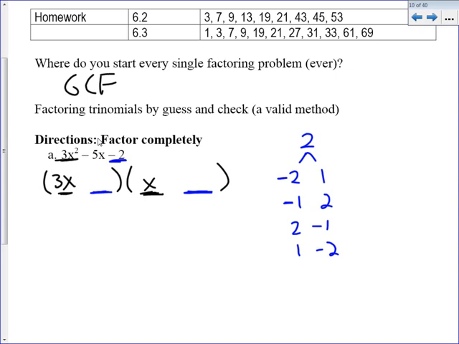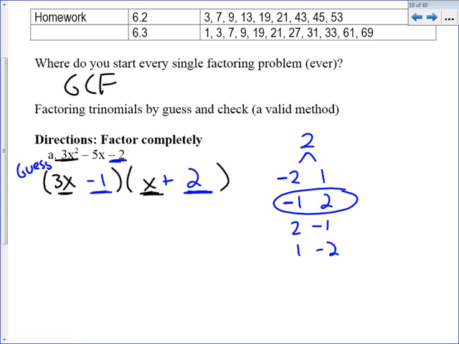It's a guess. We're guessing. We want to try pair 1, 2, 3, or 4. Pair 2. Okay? So here's our first guess. So this is our guess: if I use this pair, when I FOIL this back out, I get my original problem. It's a guess.